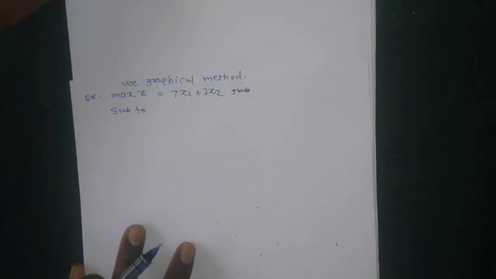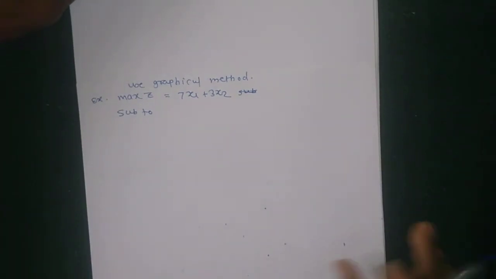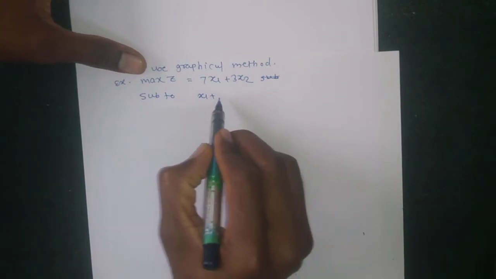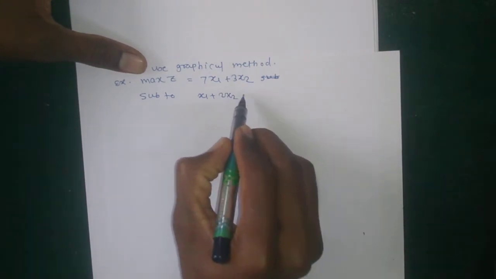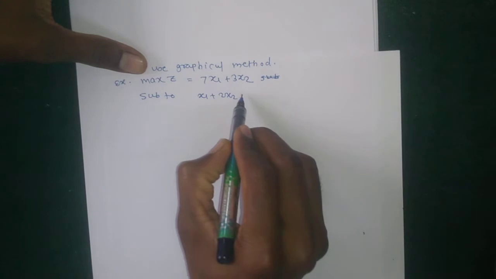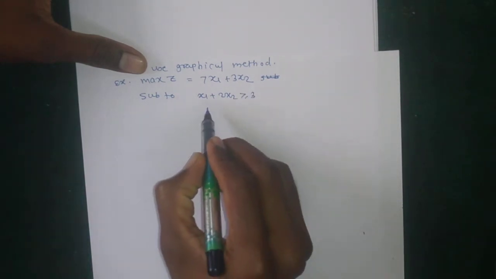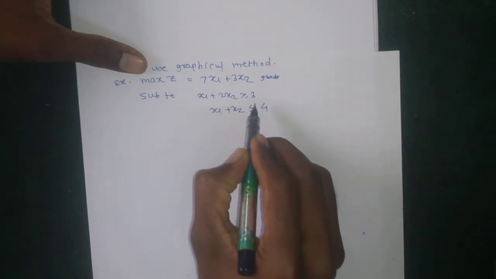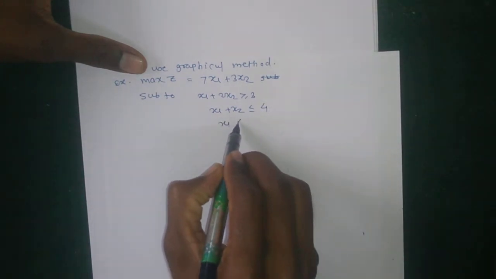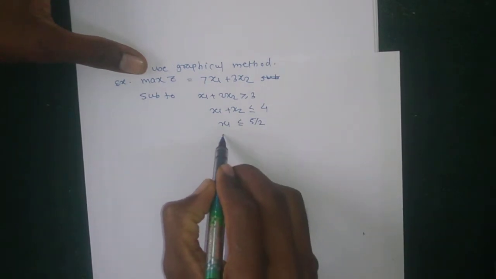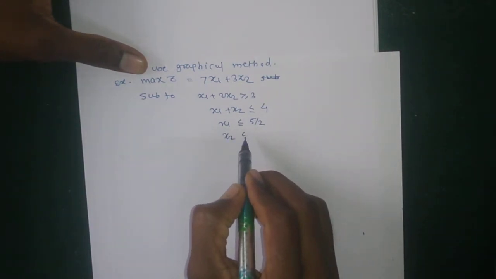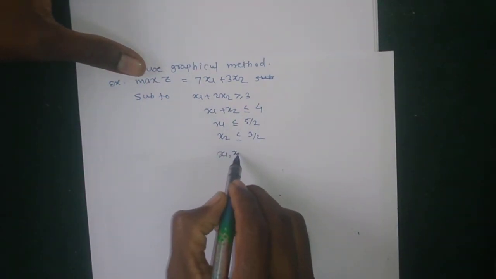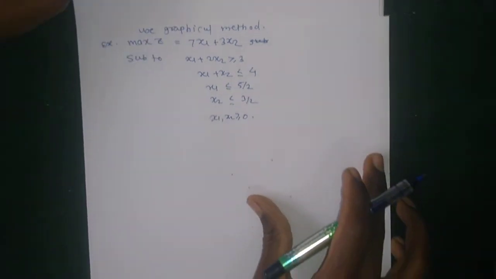Subject to x1 plus 2x2 is greater or equal 3, then x1 plus x2 is less equal 4, then x1 is less equal 5/2 and x2 is less equal 3/2, and x1 and x2 are greater or equal 0, okay.